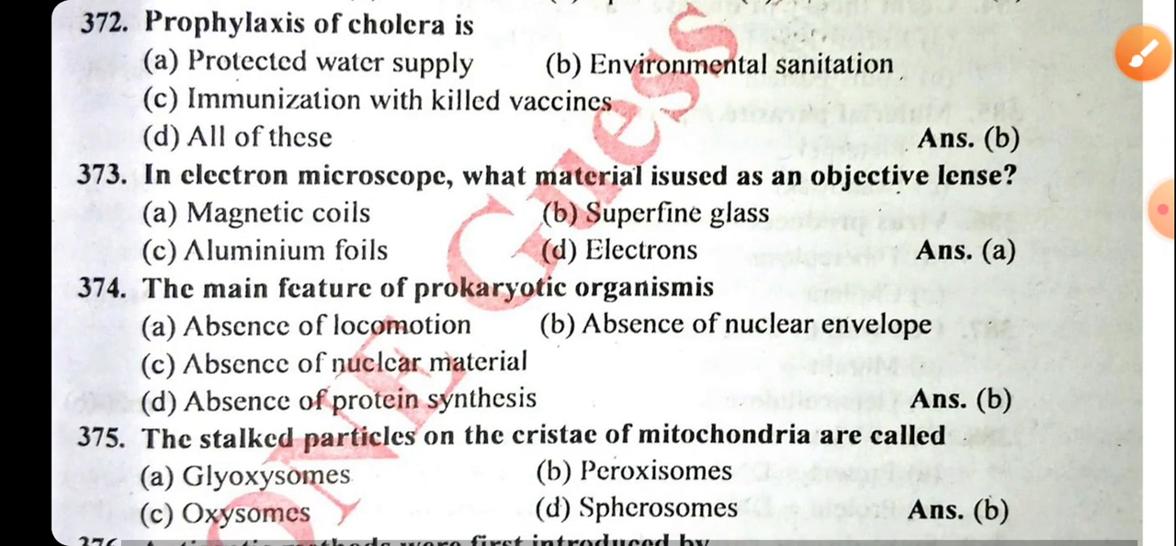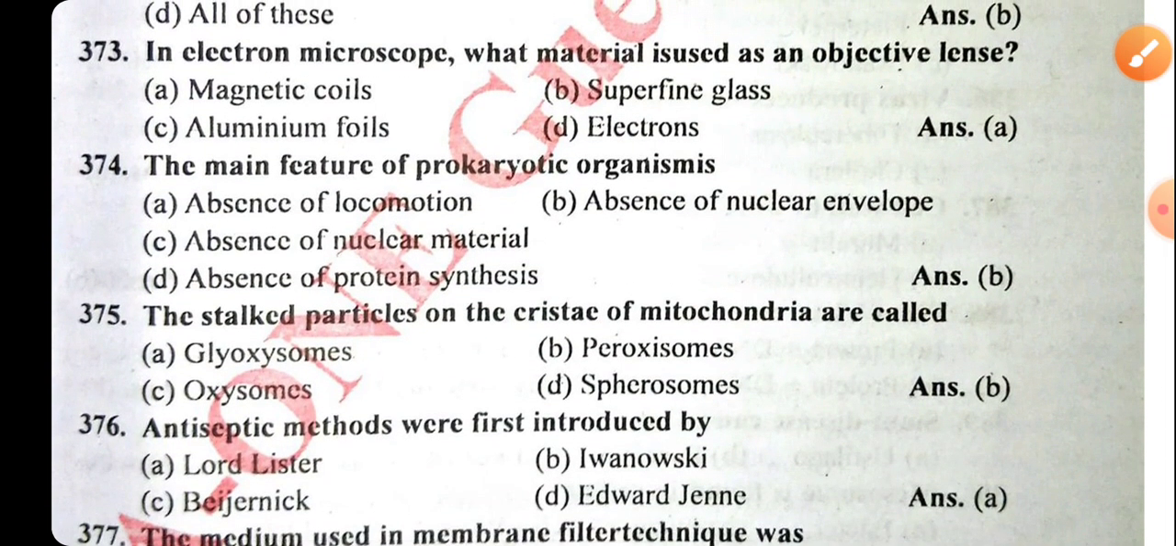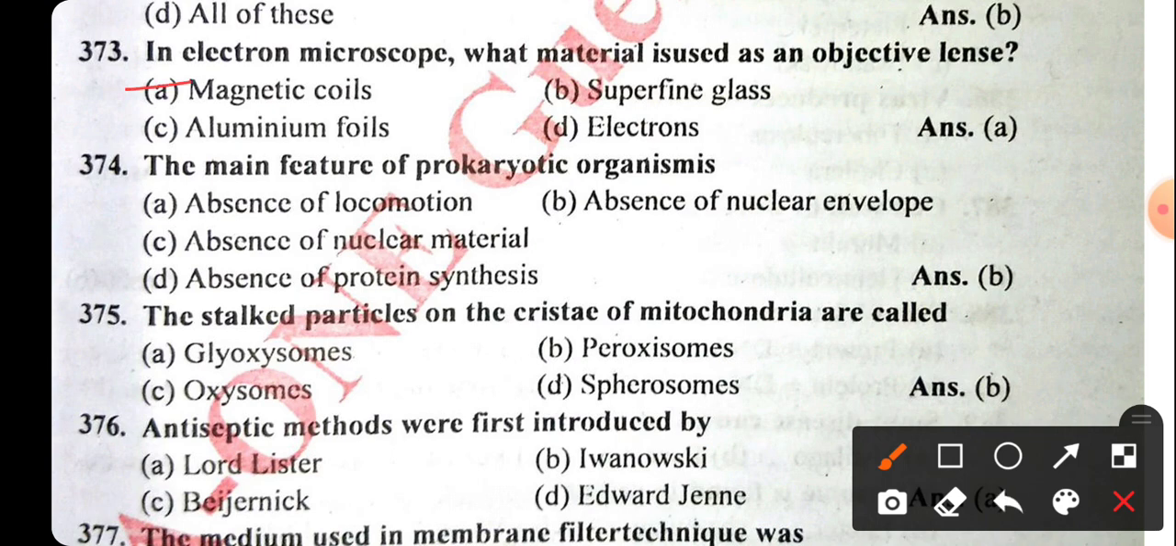Now the next question: in an electron microscope, what material is used as an objective lens? That is option A, magnetic coils, will be the right answer. Now the next question: the main feature of prokaryotic organisms is the absence of a nuclear envelope. Okay. The stalked particles on the cristae of mitochondria are called the oxysomes.